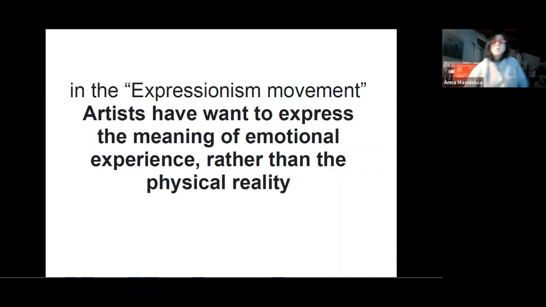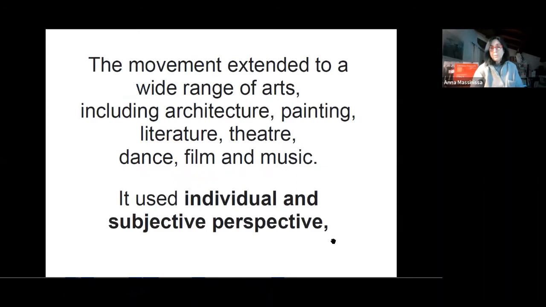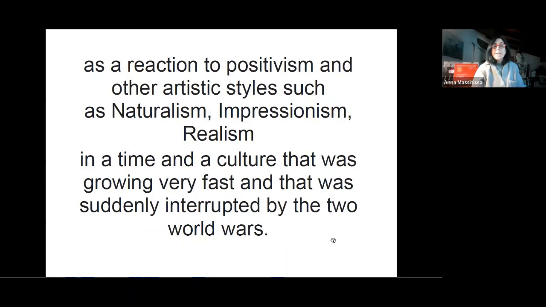In the expressionist movement, artists wanted to express the meaning of emotional experience rather than physical reality. The movement developed as an avant-garde style before the First World War and was very popular in Berlin and all over Germany, and later spread all over Europe and all over the world. The movement extended to a wide range of arts like architecture, painting, literature, theater, dance, film, and music, all the art topics actually. It uses an individual and subjective perspective as a reaction to positivism and other artistic styles that were spreading all over Europe in those years, such as naturalism, impressionism, and realism, in a time and in a culture that was growing very fast and that was suddenly interrupted by the two world wars.